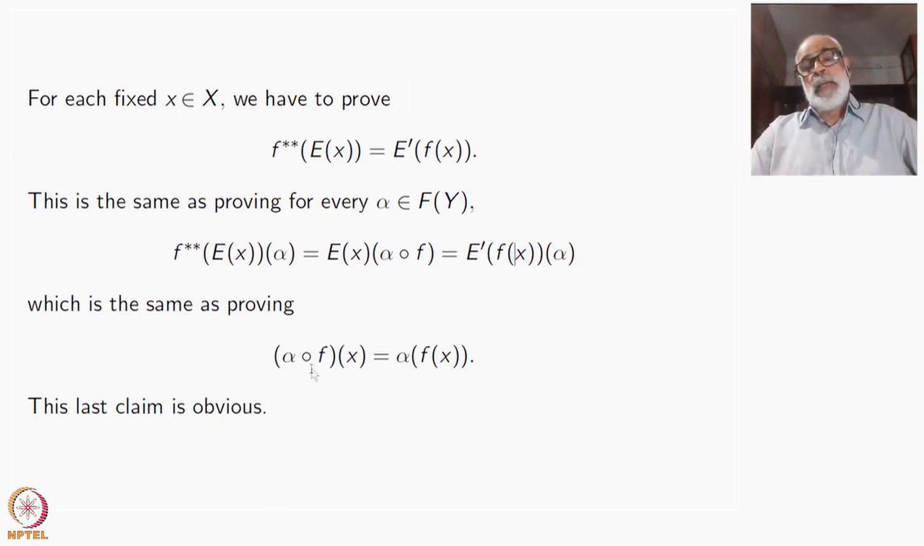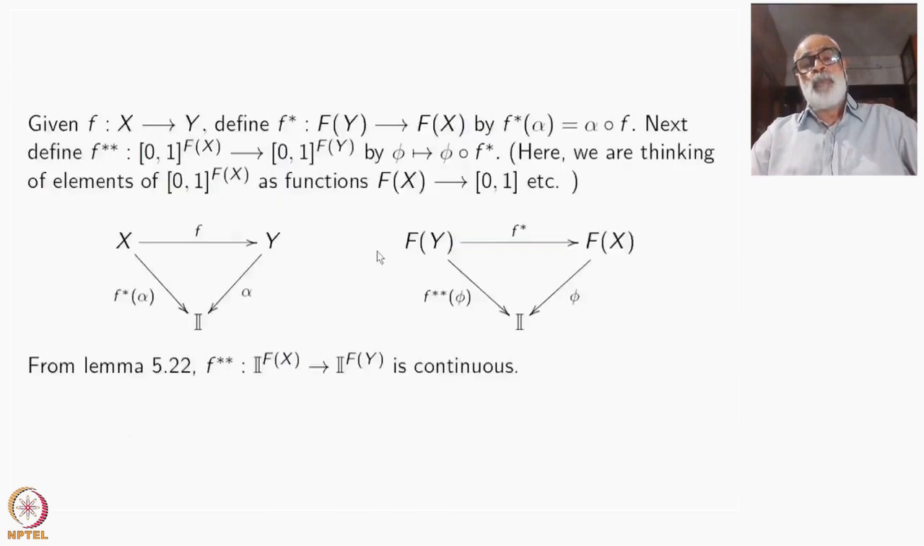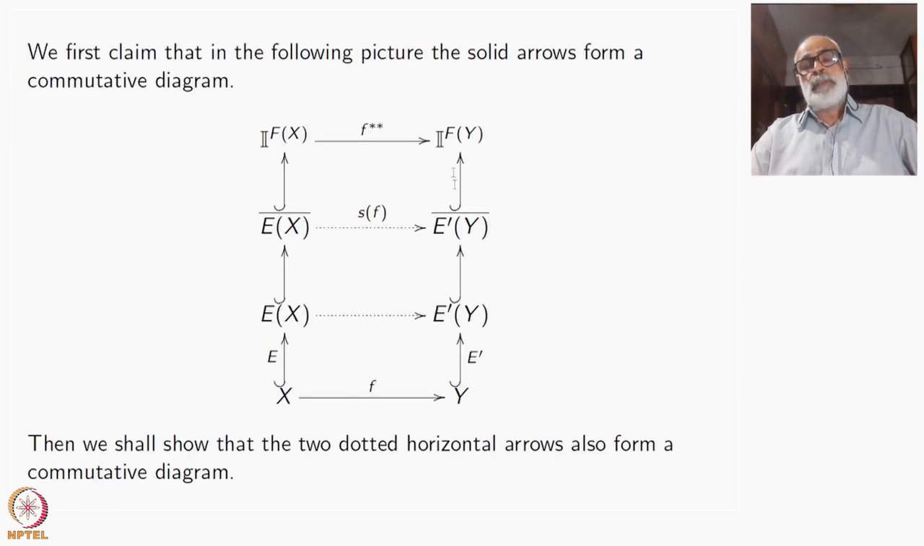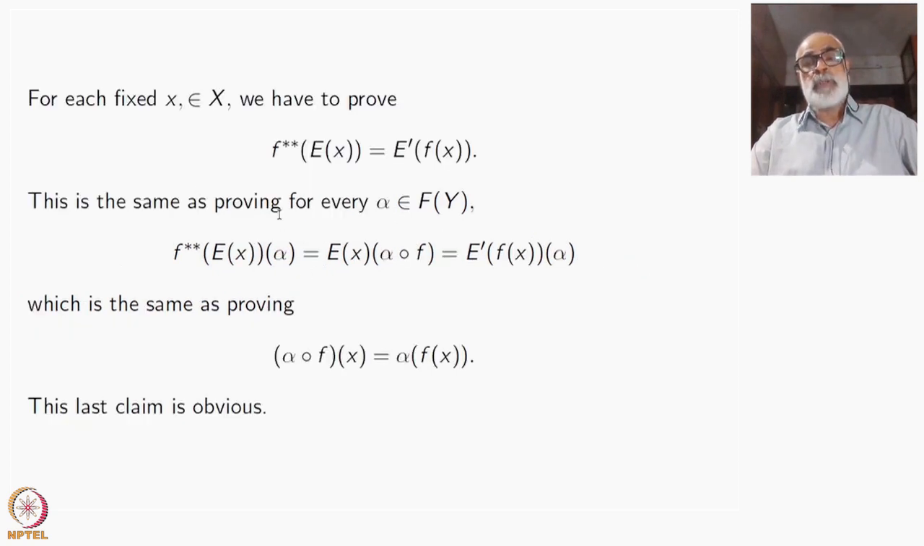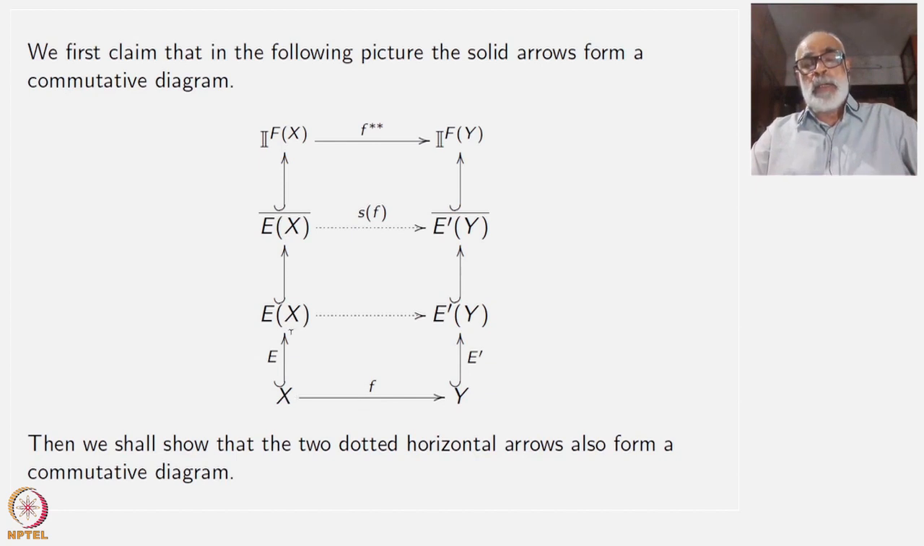Alright, so I repeat now, having proved that this solid diagram is commutative, all that I have to do is now show F double star of Ex is contained inside E prime Y. But that is obvious because of this commutativity. Take a point here, it comes from here. So, wherever it goes, this part has to come from here, E prime Y, because F of E prime is factoring here through E prime Y. That's all. So, this is purely just a set theoretic observation.